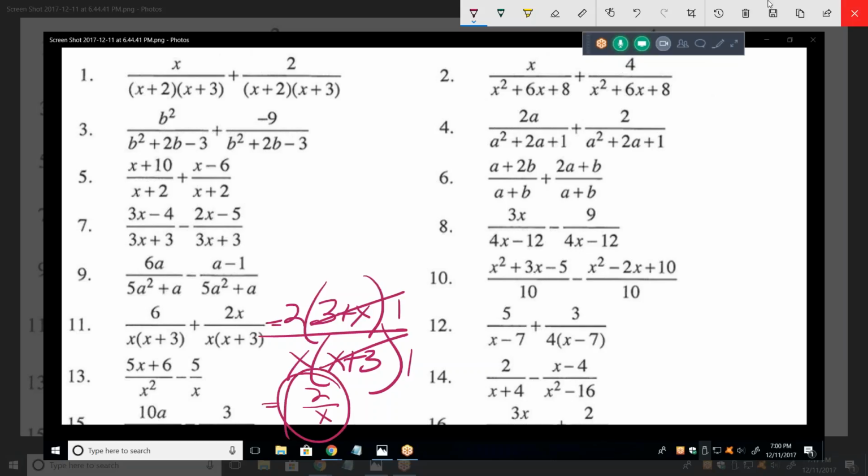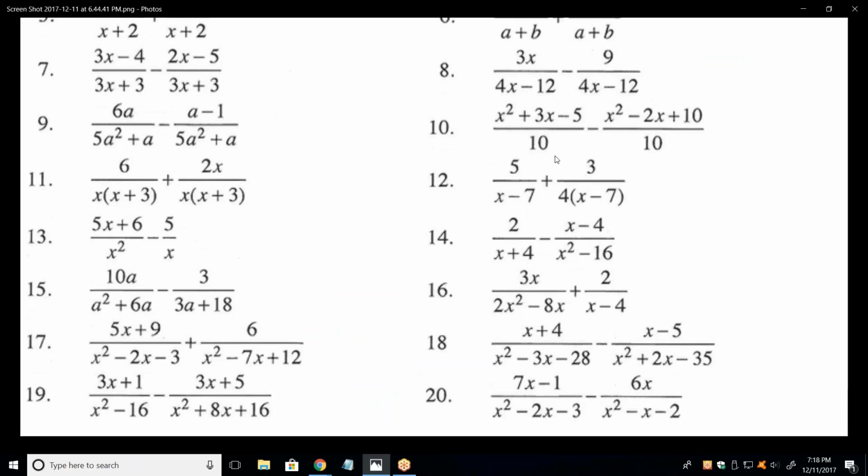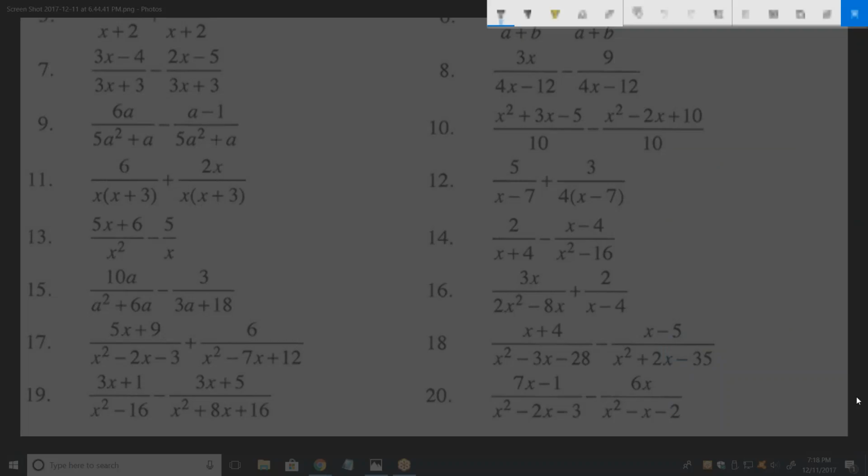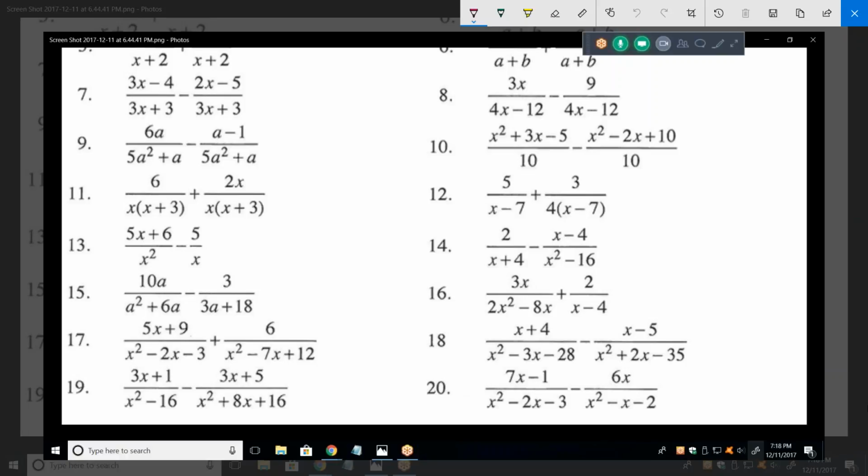Okay, let me scroll up here so I have a little bit of writing room. Number 12. This is the first one we've seen that does not have the same denominators. So what is the common denominator?